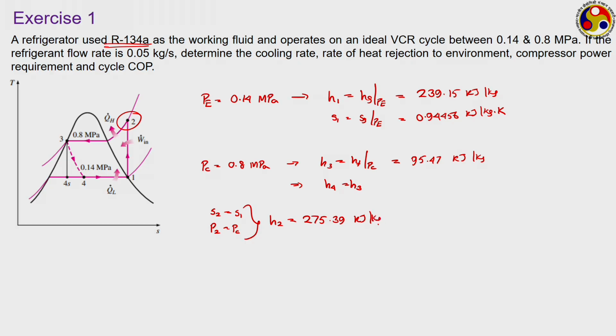You have already solved enough problems using water as the working medium for such kind of processes. So, you know how to get the values, you just need the R134A table. So, once we have all of them, then we can easily calculate the required parameters. Like if we want to get the cooling rate, Q dot E will be equal to m dot into H1 minus H4, which is going to be in this case 7.18 kilowatt.